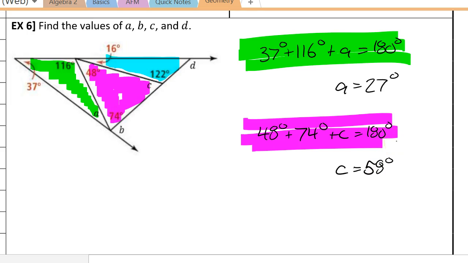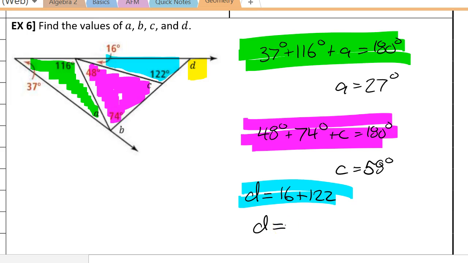My blue triangle, I don't actually know all 3 interior angles, but I see that angle D is an exterior angle to the light blue triangle, meaning that angle D is equal to the sum of the 2 remote interior angles, which in this case is 16 plus 122. Again, this is coming from my light blue triangle, giving me a value of D is equal to 138.